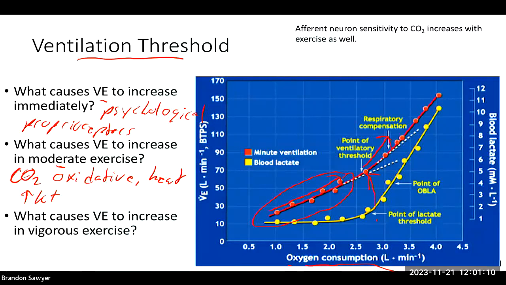But then when we get all the way up into kind of real higher level exercise, now again, we've got CO2 from the oxidative system, but also CO2 from buffering. And those are kind of the two primary drivers to get us up further to this kind of real high level of ventilation that we can only get with really intense exercise.